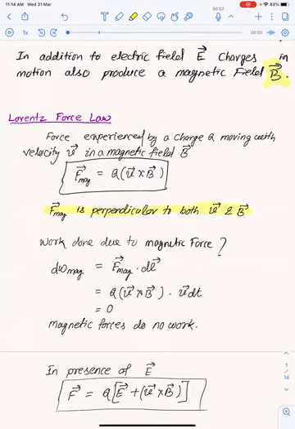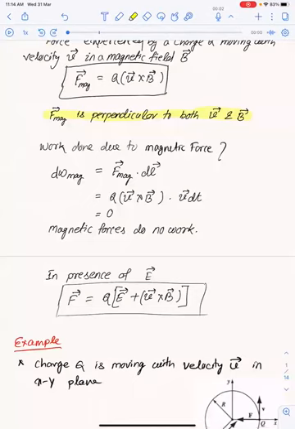And that has an immediate consequence. Since F magnetic is perpendicular to both V and B, the work done becomes 0. That's very easy to understand. In fact, if you want to do it explicitly, the work done is nothing but F dot dl, and in place of F you put Q V cross B, and dl is nothing but V into dt. So there is a cross product along with a dot product, and with simple vector algebra, you can see that it's 0. So it essentially means that the magnetic force does not do any work.